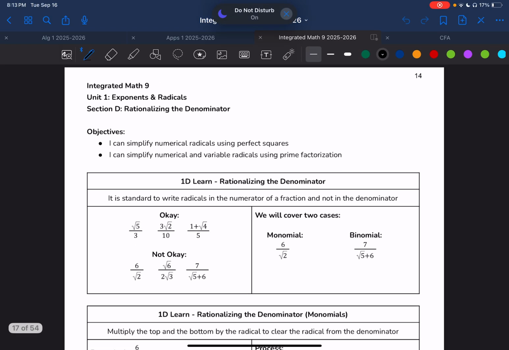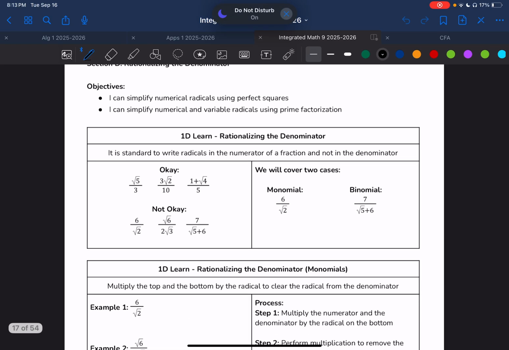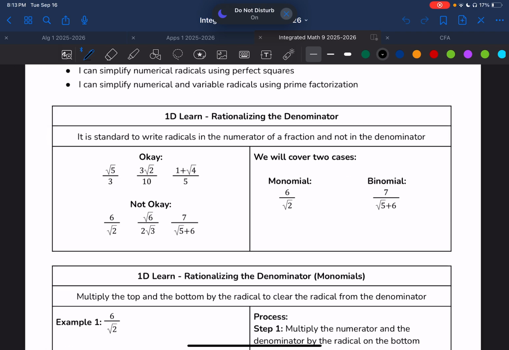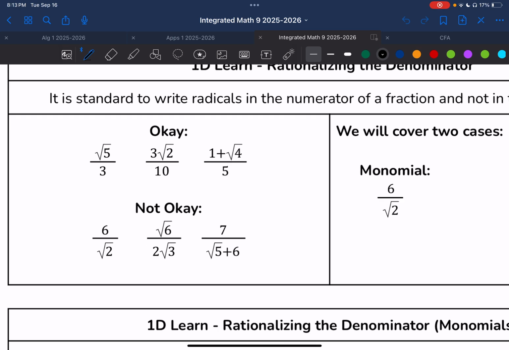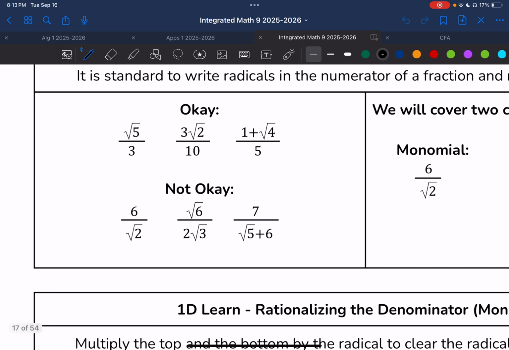All right, so in this video, I'll be going over page 14 of the notes packet. This is where we're rationalizing the denominator. So in math, it's standard to write all your answers with all of your irrational numbers in the numerator. So for example, these ones are okay because their denominators are rational, right?